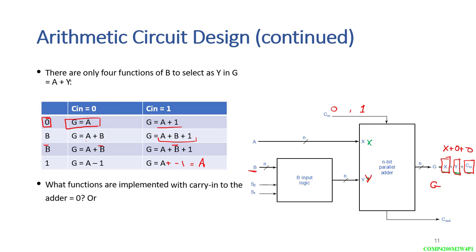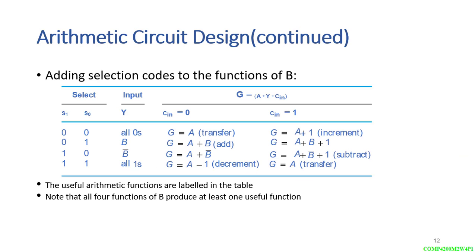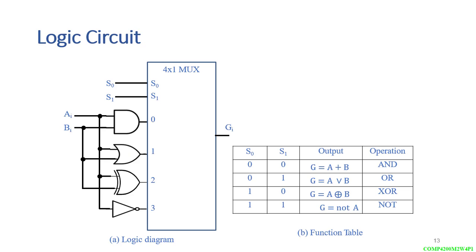Now, the functions over here are basically a transfer function, an add function, a decrement function, an increment function, a subtract function, and a transfer function. These two have no meaning, so we are not going to include them. How is this a subtract? This is the 2's complement subtraction. Okay, 2's complement subtraction. This is a decrement, transfer, increment. These are the useful functions that we can produce.